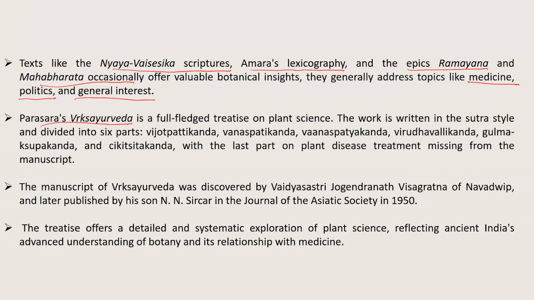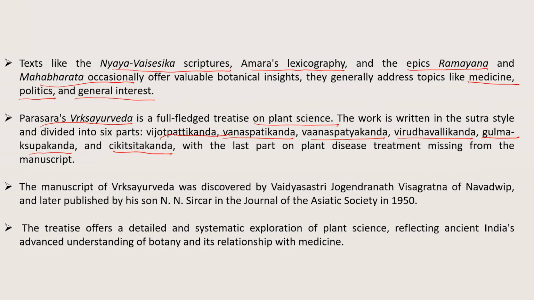Parasar's Vrikshayurveda is a full-fledged treatise on plant science. The work is written in the Sutra style and divided into six parts: Beejotpattikanda, Vanaspatikanda, Vanaspatyakanda, Virudhvallikanda, Gulma Shubkanda and Chikitsa, with the last part on plant disease treatment missing from the manuscript.